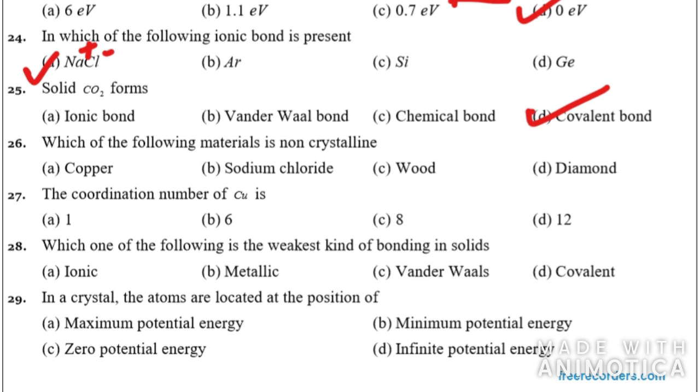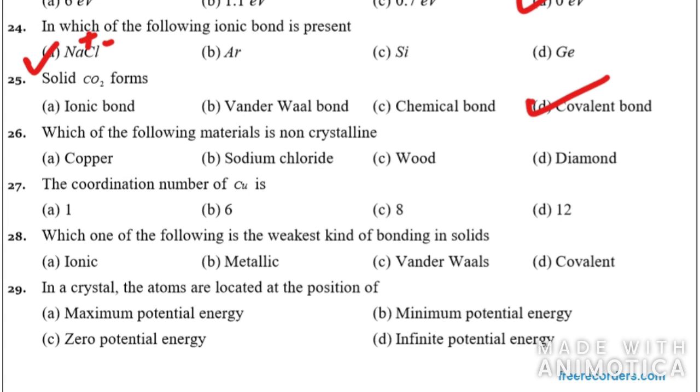Which of the following materials is non-crystalline? Copper, sodium chloride, wood and diamond. So the right option is wood, as copper is crystalline, sodium chloride is crystalline, and diamond is crystalline. The coordination number of copper is 1, 6, 8 or 12.